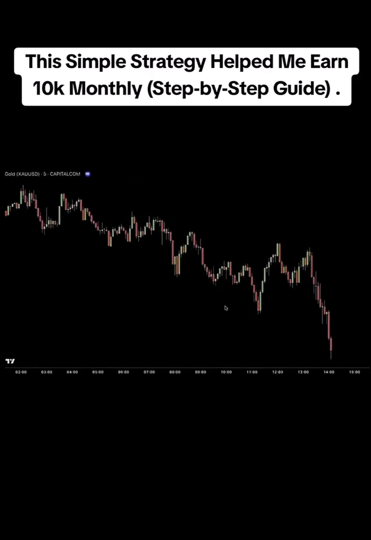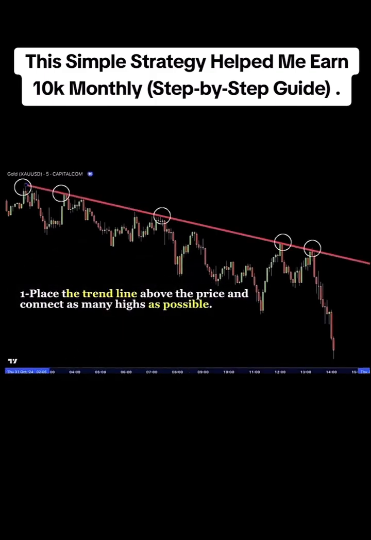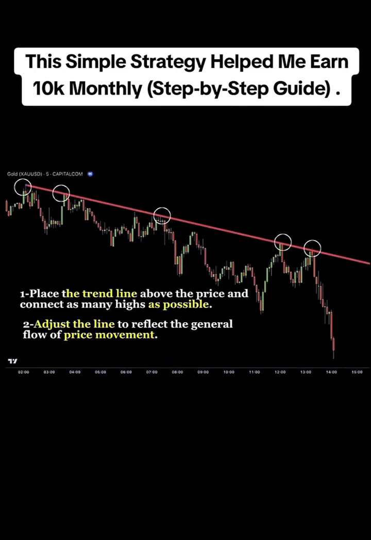When the market shows lower highs and lower lows, follow these steps. Place the trend line above the price and connect as many highs as possible. Adjust the line to reflect the general flow of price movement. The aim isn't to make the trend line perfect, but to create one that effectively represents the market's overall structure.